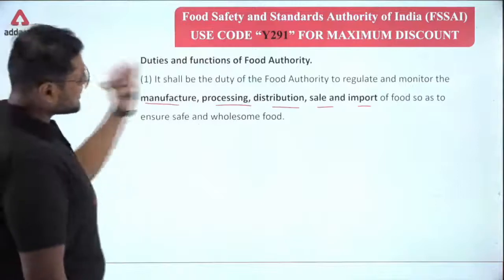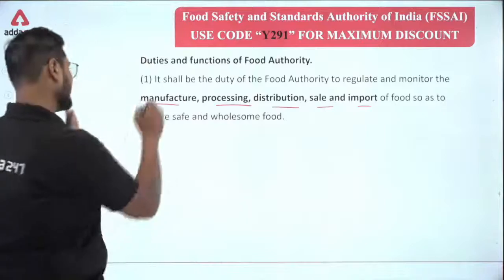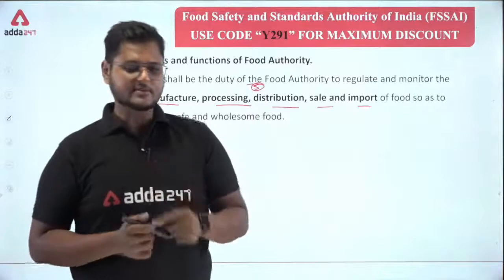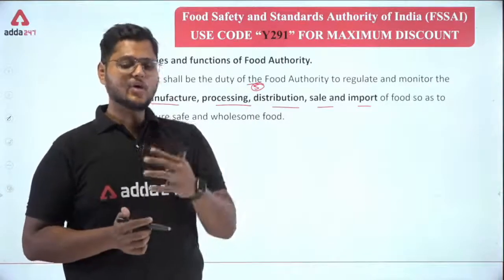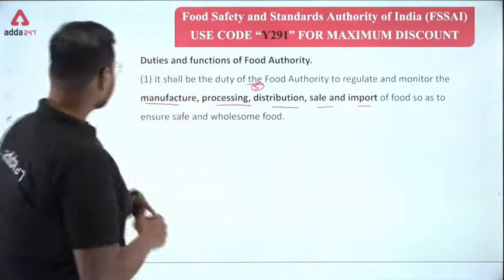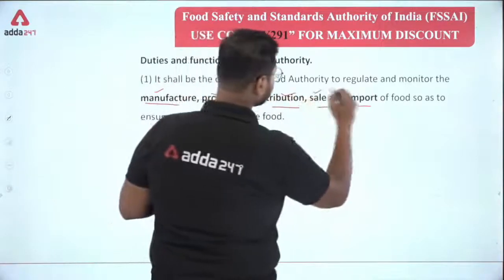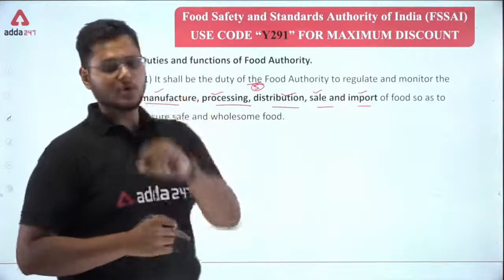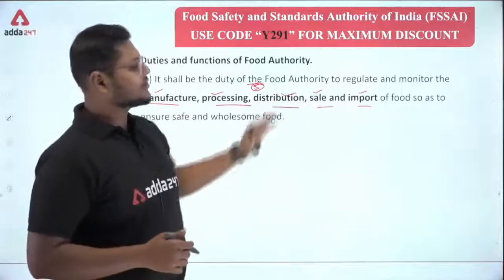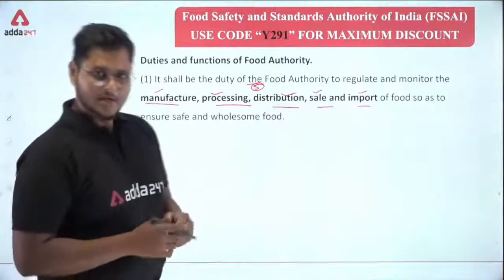So what are the duties? It shall be the duty of the food authority to regulate and monitor. Again, the most important things that we have already studied in our previous classes. So here the food authority is regulating and monitoring, and what exactly is it regulating and monitoring? It is regulating and monitoring the manufacture, the processing, the distribution, the sale and the import of food. Clear guys? These are the things that the food authority is regulating and monitoring, so as to ensure safe and wholesome food.